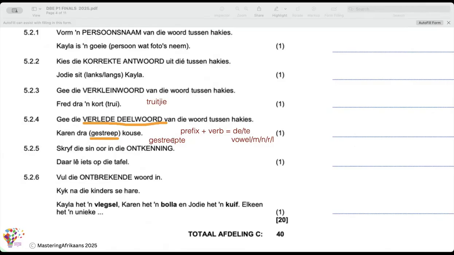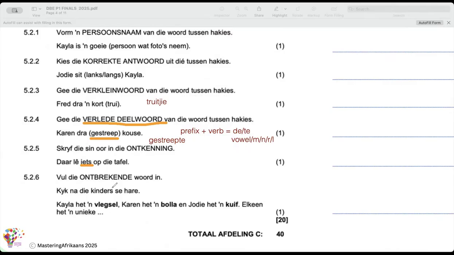Okay, and you keep your two E's because you've got two consonants there. Onkennende vorm, usually you've got to find the word that changes. So it changes to niks. Here they wanted you to fill in a word.